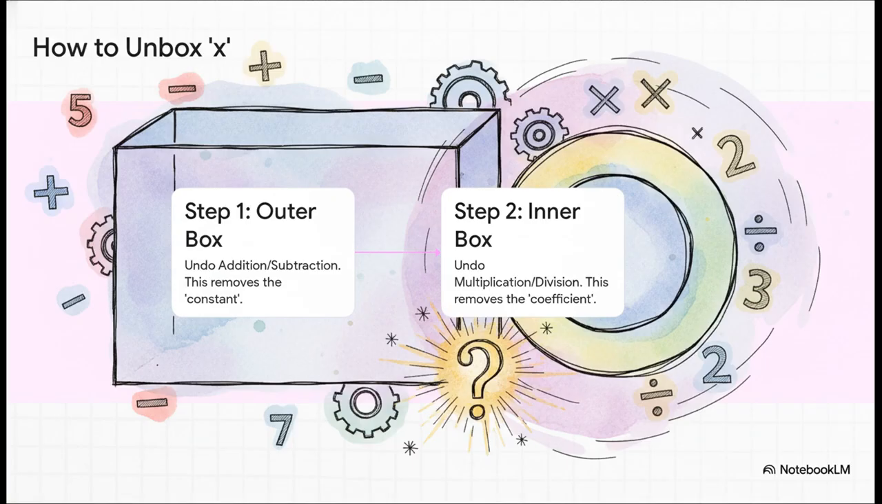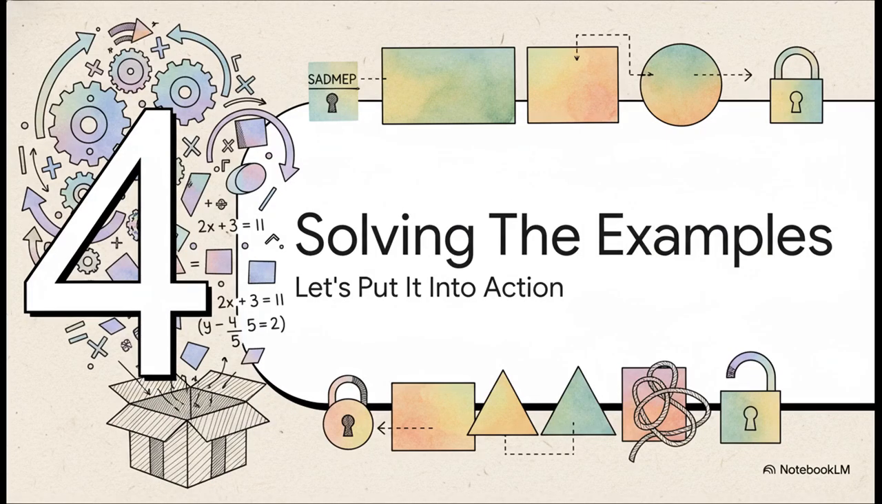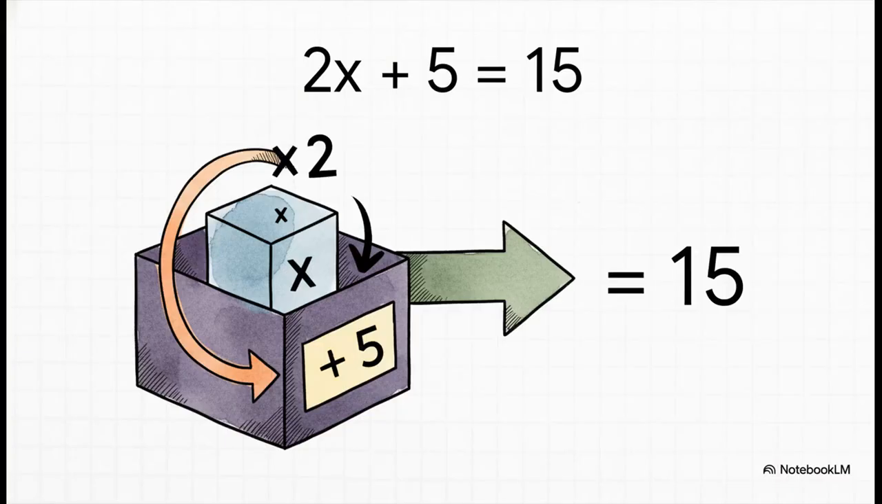The prize is ours. Okay, that's enough talk. Theory is great, but the best way to really get this is to just do it. Let's put our SADMAP code and our unboxing idea to the test with a few challenges. Ready? All right, here's challenge number 1. 2x + 5 = 15. So let's think about what happened to x. First, it got multiplied by 2, and then someone added 5. So to find it, we just need to work backwards.